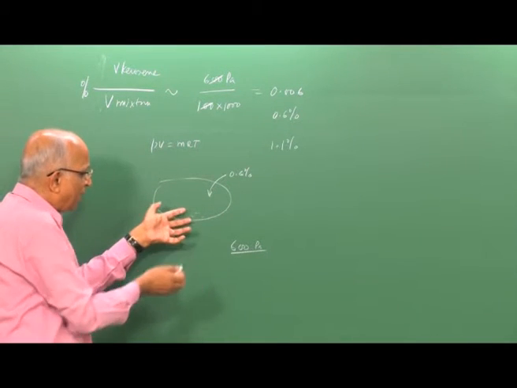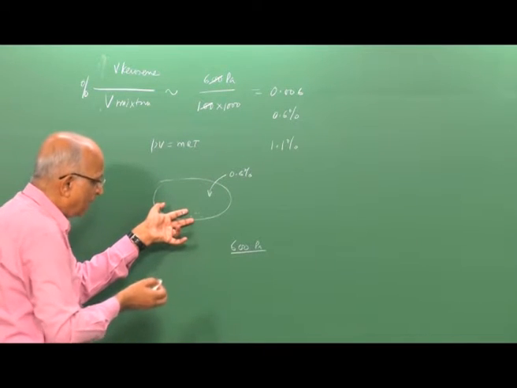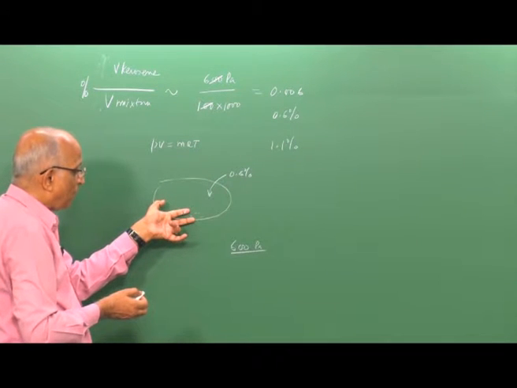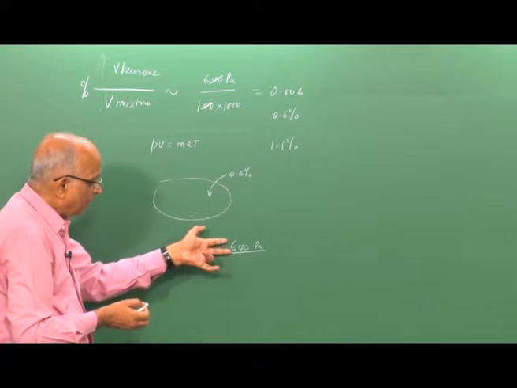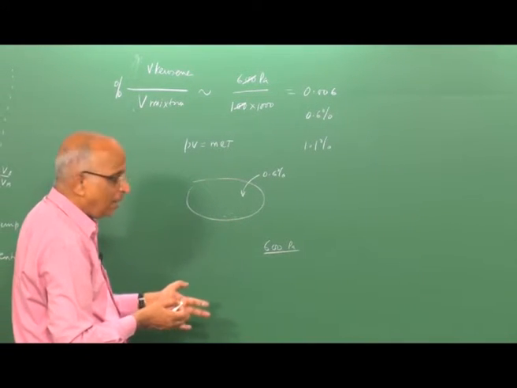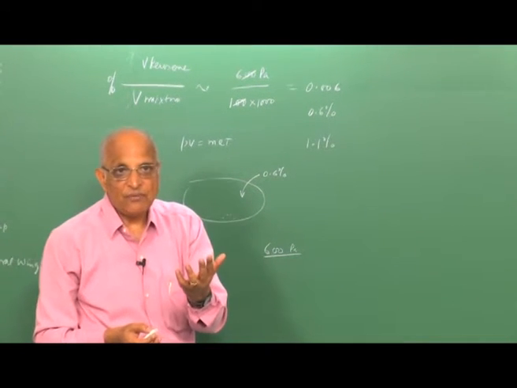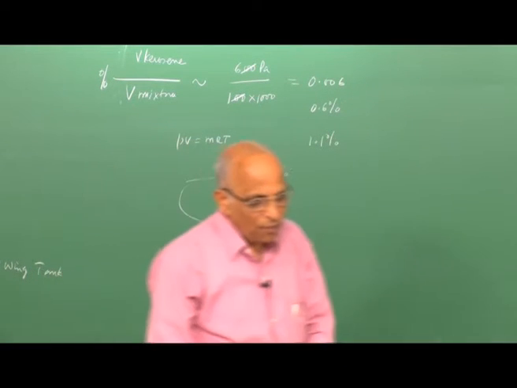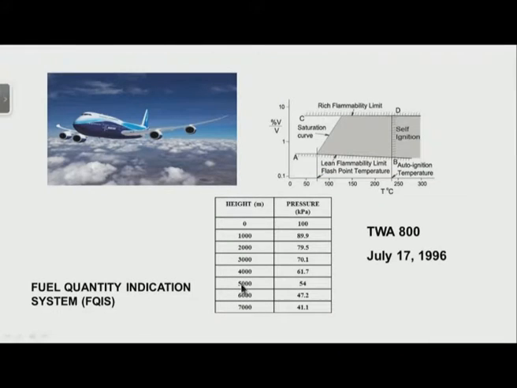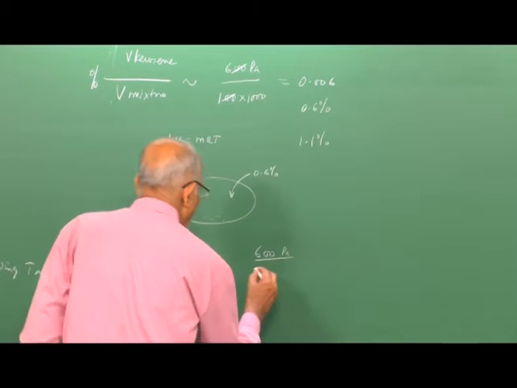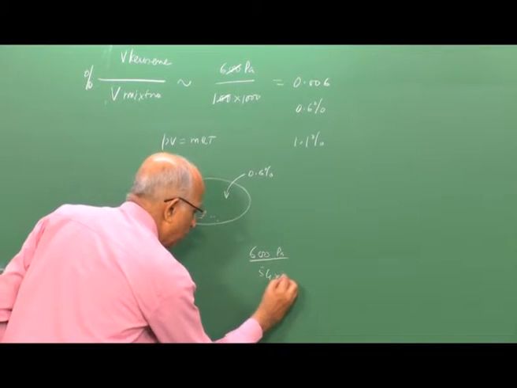During the initial flight, the temperature does not change so fast, and therefore, if we assume the temperature of kerosene to be still 35, the vapor pressure is 600 Pascal. And now you find what is the value of the pressure we said. Let us go back to the table. At, let us say, 5 kilometers, it is 54 kilopascal. Therefore, I have 54 into 1000.